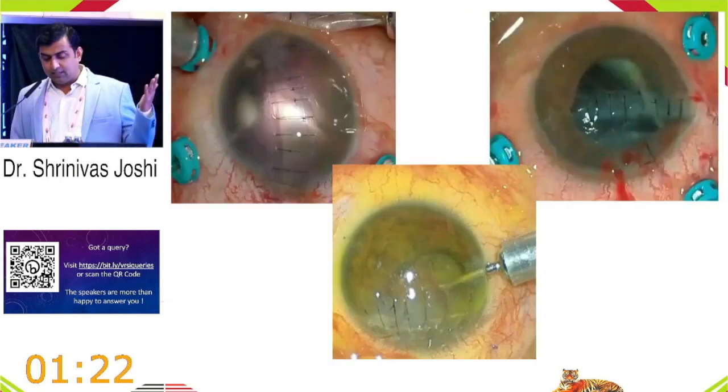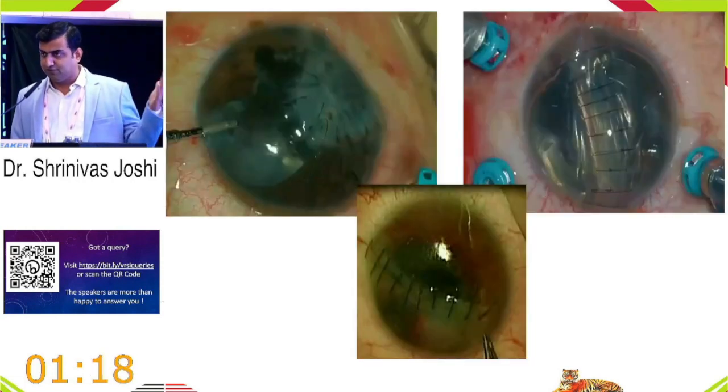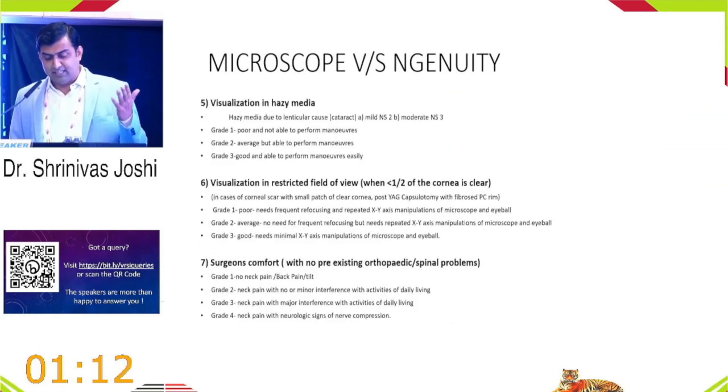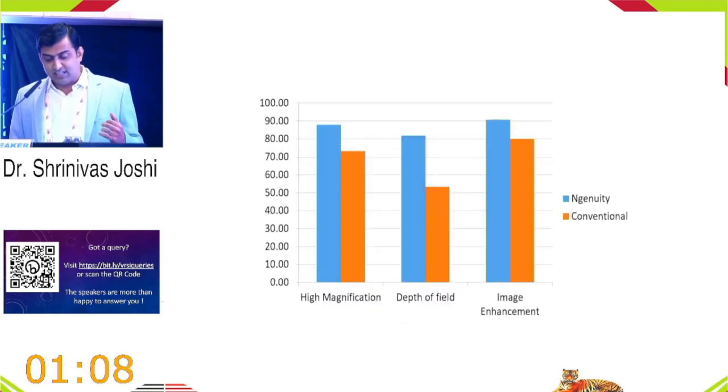Even in the very bad corneas, you can definitely do a wonderful job. These are a few pictures of my own cases which we have done. And we did a small study on the microscope versus Ingenuity, and then we looked into the visualization of hazy media, restricted field of view, and surgeon satisfaction.